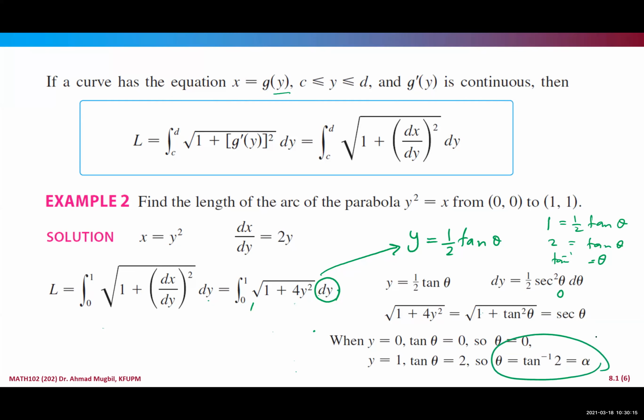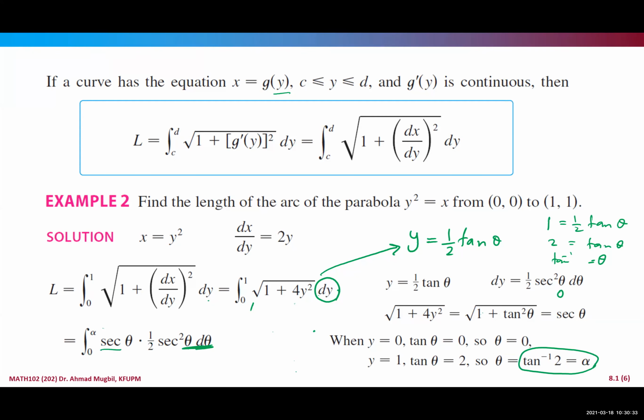Call tan inverse 2 alpha. It is an angle. Call it alpha. Don't call it theta, because theta you will use as a variable of integration. So it is from 0 to alpha. What is alpha? Alpha is tan inverse 2. And this will make the calculation easier for you.